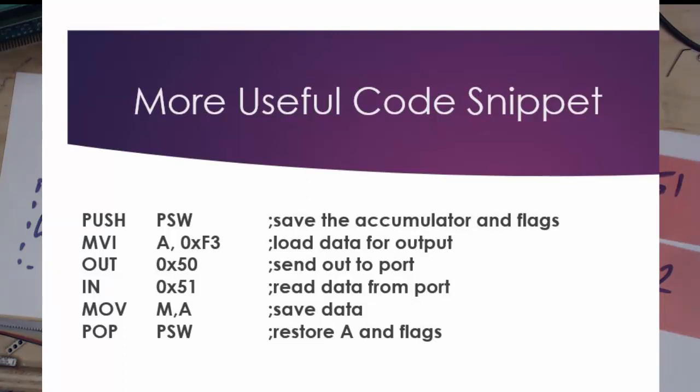We then do some other things. We're going to move something in A. We're going to output that. We're going to input that. We're going to move that to the memory location. And then we're going to pop the PSW. So we're going to restore the accumulator and the flags to what it was before. And so we do a pop PSW. So this is typically how we're going to use the push and pop, just to temporarily save something, to save a register pair, and then when we're done with whatever we're doing, we're going to restore it back to where it was before.